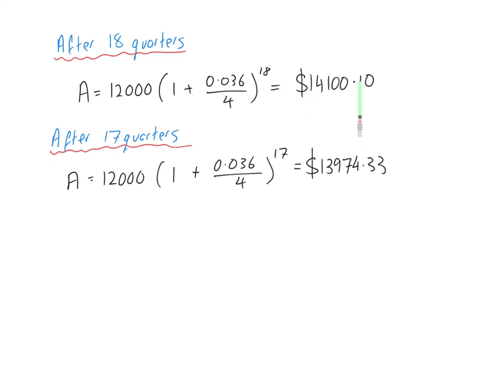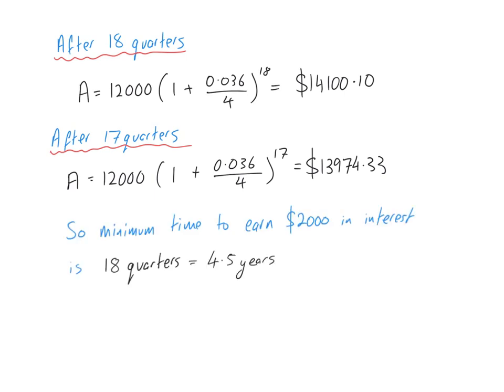But what I'd like to see in your response to this question is that this is the first time that we reach the required amount. So I want to see another calculation here of 17 quarters, because if you do that, you see it's not quite enough. So the minimum amount of time to earn $2,000 in interest is 18 quarters, and it's good to communicate the final figure in years, so that's 4.5 years.